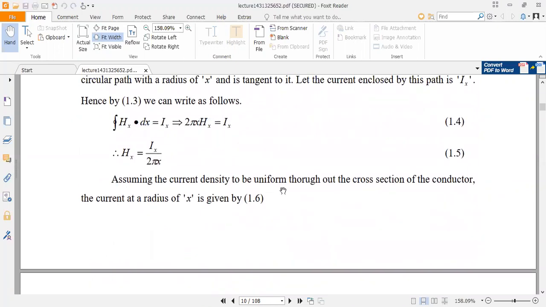Assuming the current density to be uniform throughout the cross section of the conductor.